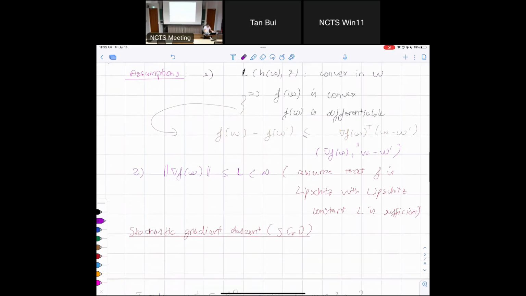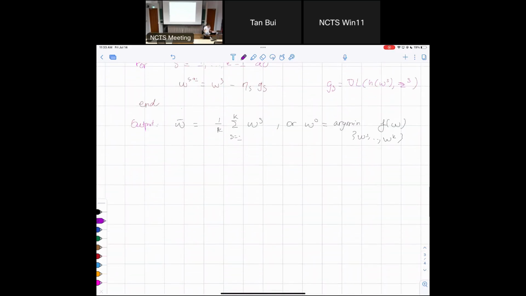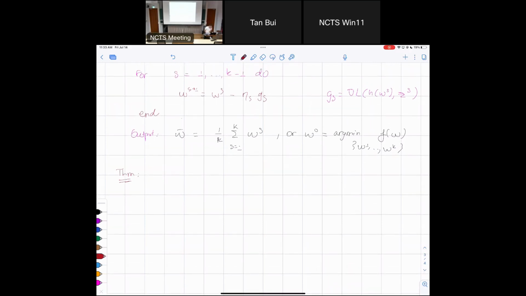Okay. So now actually a theorem. That is now a theorem, right? That is stochastic gradient descent iterations. So the theorem is the following. Let the loss function be convex, like we assumed before, almost surely with respect to W, of course.